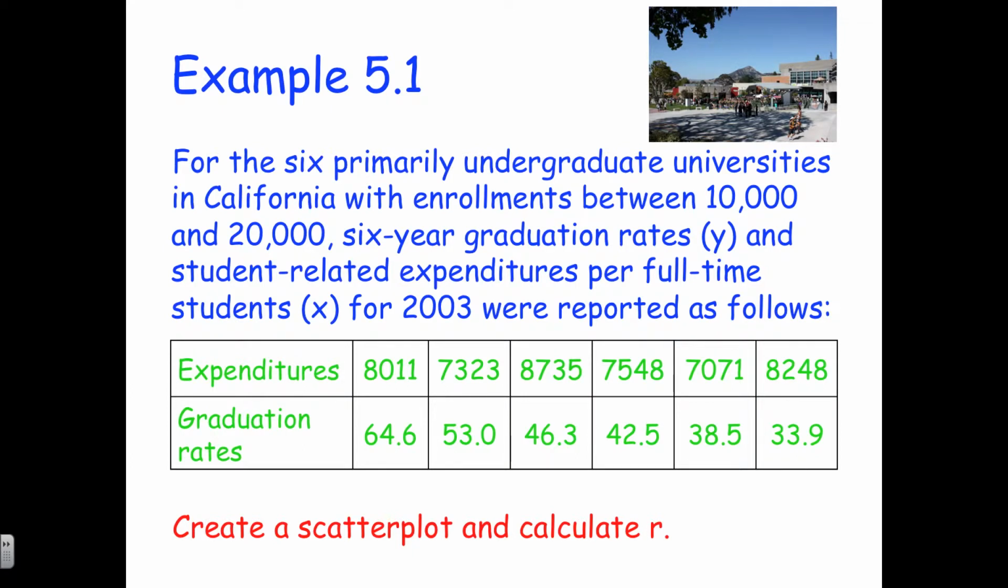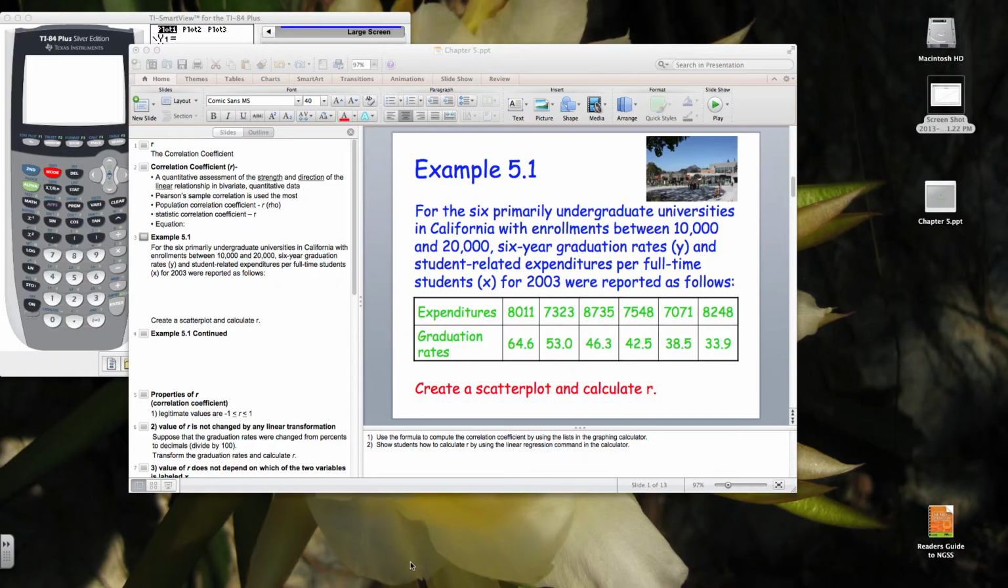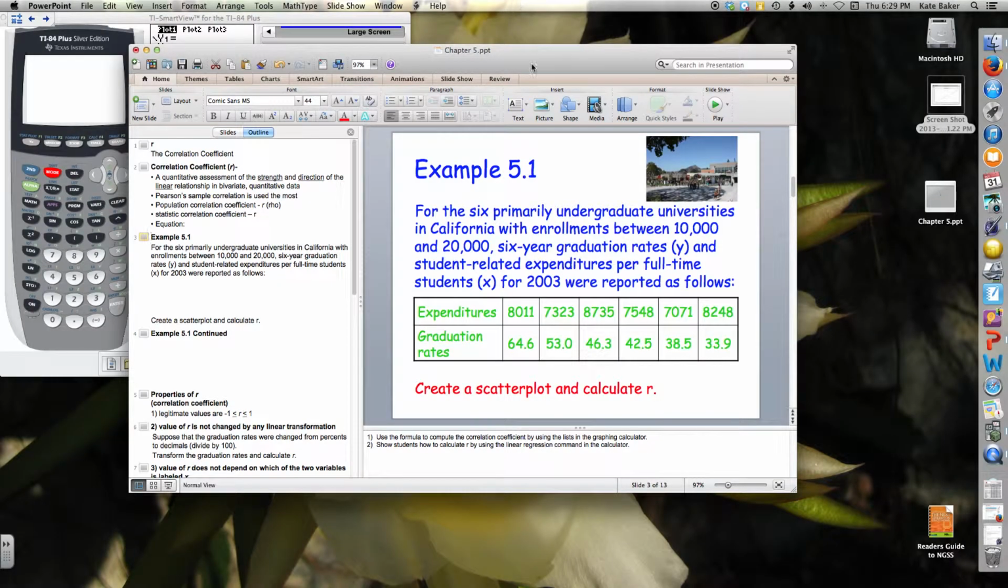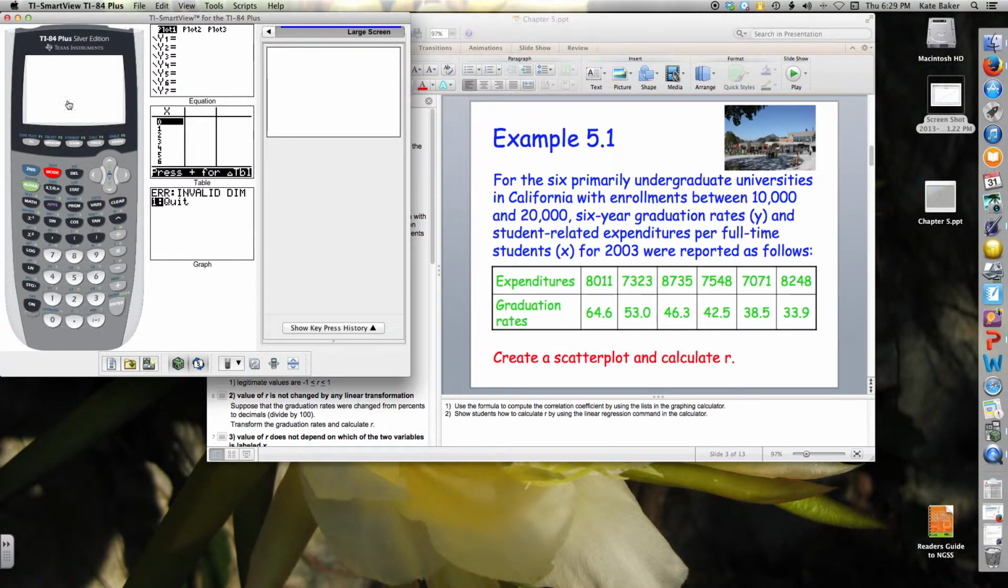In the first example, I've got 6 primarily undergraduate universities in California with enrollments between 10,000 and 20,000. The 6-year graduation rates Y and the student-related expenditures per full-time students X for 2003 were reported as follows. Create a scatter plot and calculate R. I've put those values on your handout, but we'll enter them into our calculator and find out what they'll be.